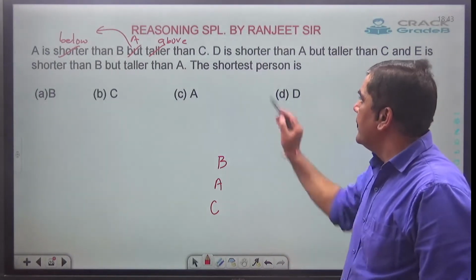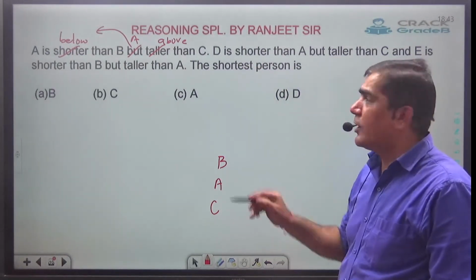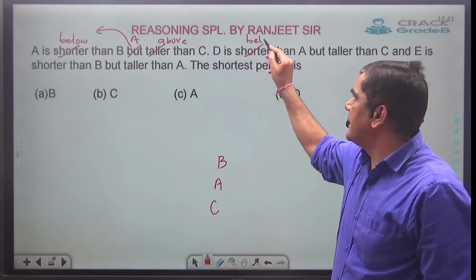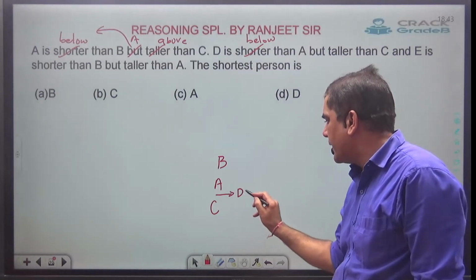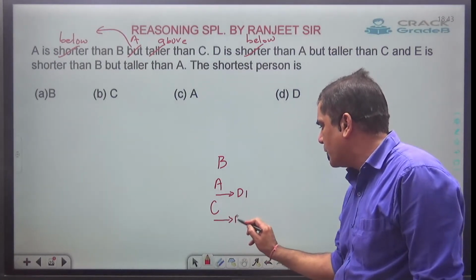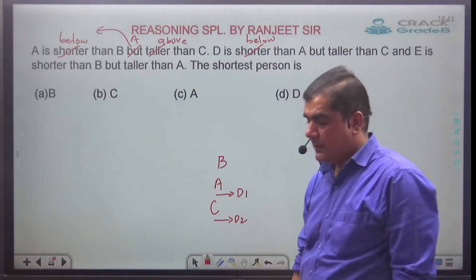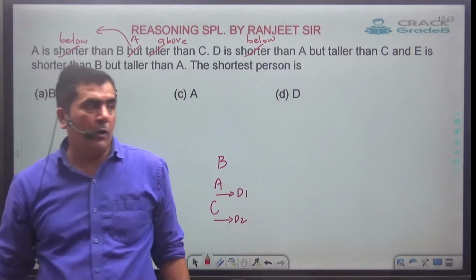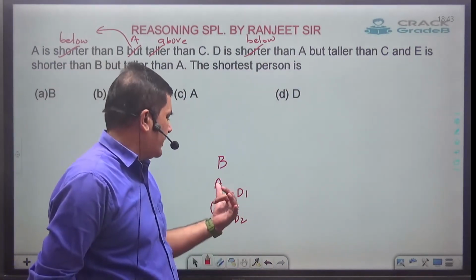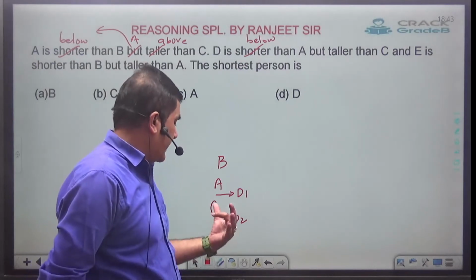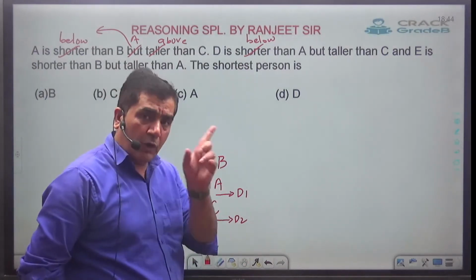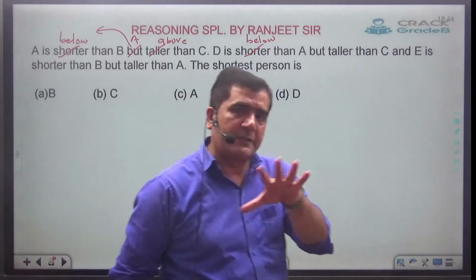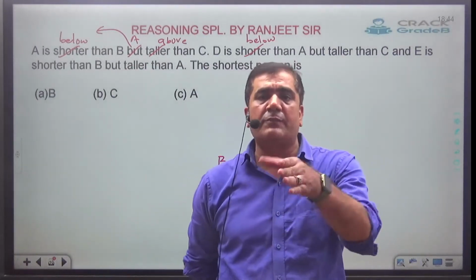Clear? Next one. D is shorter than A. Shorter means below. So D will be below A. D will have two possibilities, either over here or over here. It can be between A and C, or it can be below C also. See, D and C can't be together because all the persons will have different heights. They will mention in the exam that all the persons have different heights.